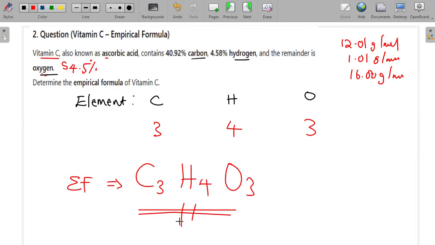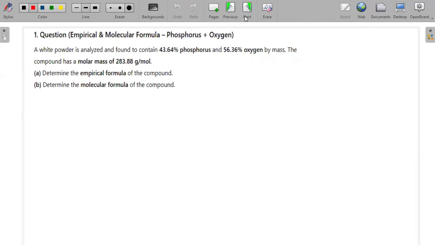Okay, so any questions there, guys? Okay, so if there are no questions, we move forward. So let's look at another example. So here we're finding the empirical formula as well as the molecular formula. Okay, so let's read the question.